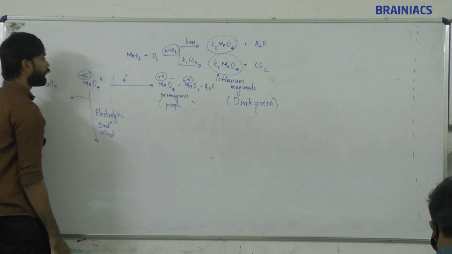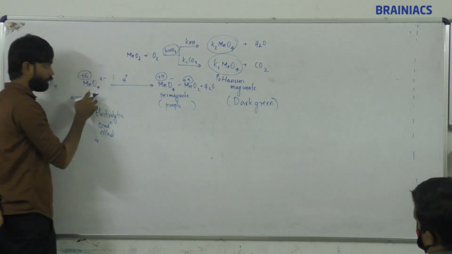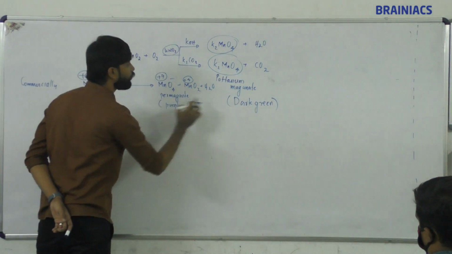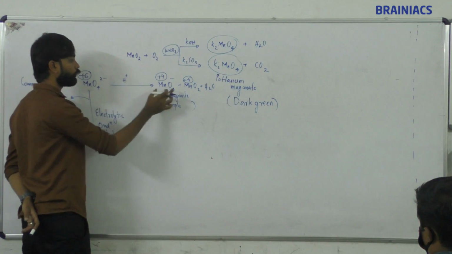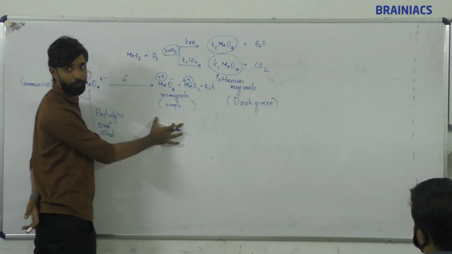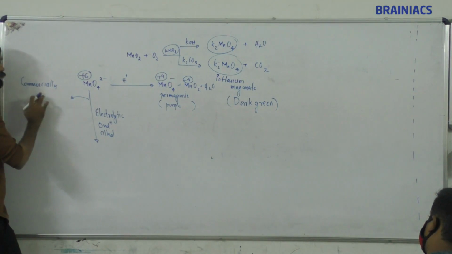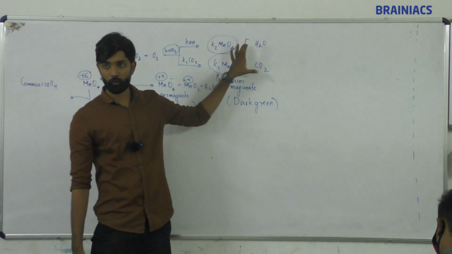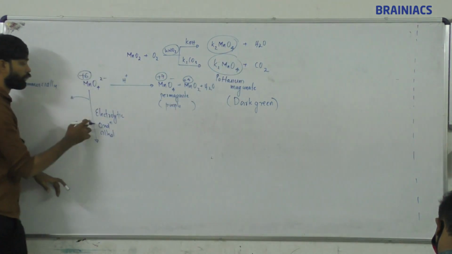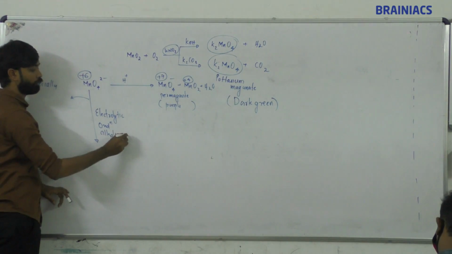And the formed manganate, the dark green colored manganate, is disproportionated in an acidic medium to form permanganate, and this is simply a laboratory preparation. For commercial purposes, the very same manganate prepared from pyrolusite ore undergoes electrolytic oxidation in alkaline medium.